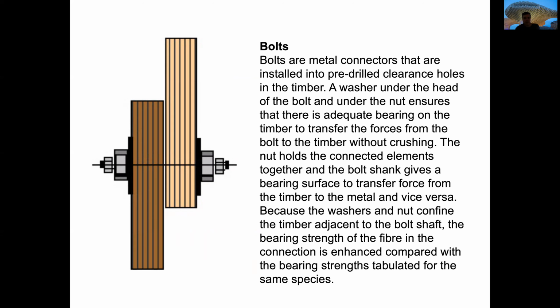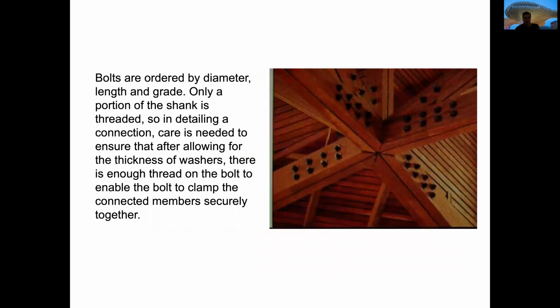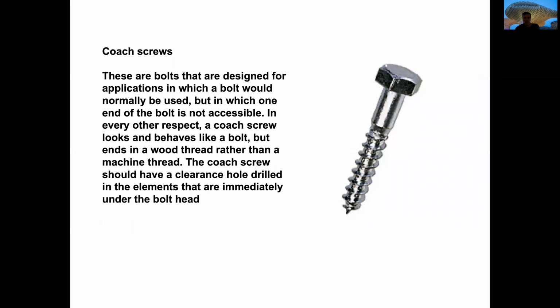The bearing strength on the fiber of the connection is enhanced compared with the bearing strength tabulated for the same spaces. Bolts are ordered by diameter, length, and grade. And only a portion of the shank is threaded. So in detailing as a connector, designers need to ensure that, after allowing for the thickness of the washers, there is enough thread in the bolt to be able to clamp and connect the elements in a way that is secure. Many times we can have steel plates to allow those connectors to be stronger.